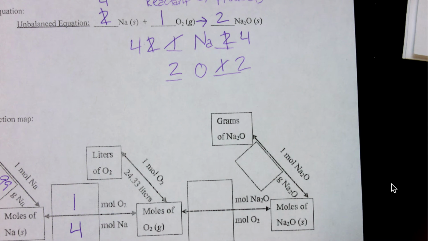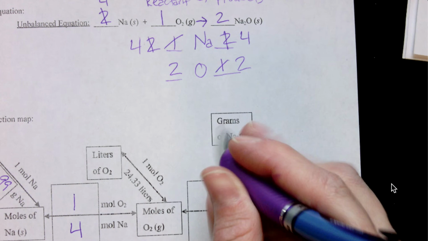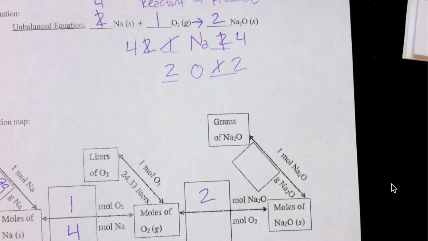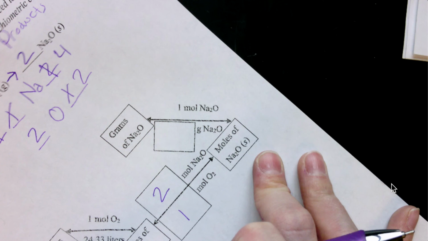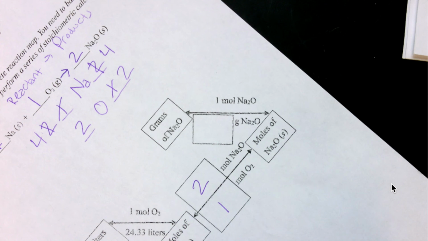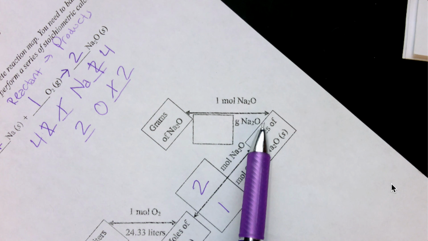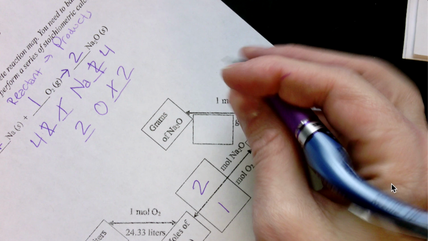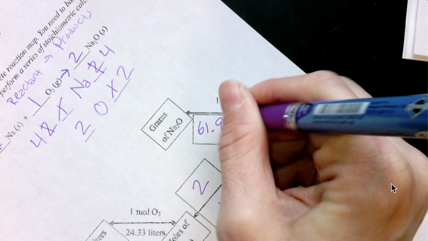Coming over here, our coefficient for sodium oxide is a 2. And again, our coefficient for oxygen is just a 1. Okay, then coming over here, we need to put the molar mass for sodium oxide. So 2 sodiums plus 1 oxygen weighs 61.98 grams.